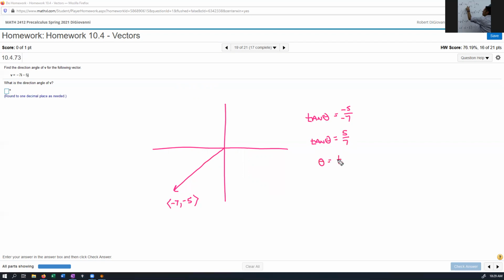That means theta is the inverse tangent of 5/7. So I get my calculator out and I do inverse tangent of 5/7. And I get about 35.54 degrees. Now, again, be careful because the arctangent function doesn't know that we're in the third quadrant here. It thinks we're over here with this angle being 35.54 degrees. So if that's 35.54, that means that this is 35.54. And we want to know what this angle is here to here.